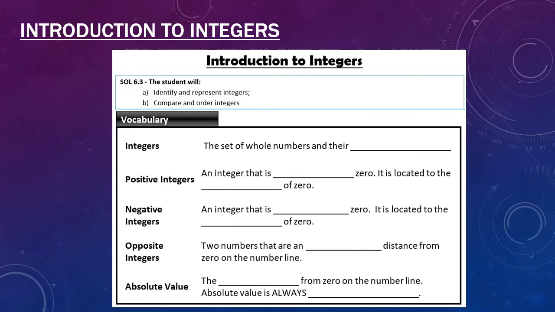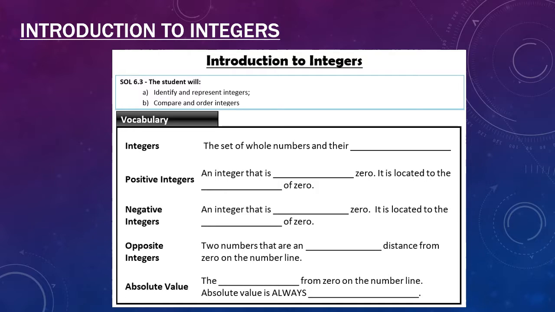So take out your yellow TOC, and while I explain what we're going to be doing, you go ahead and get ready. So our goal for this lesson is to be able to identify and represent integers. Our SOL also wants us to be able to compare and order integers, but we're not going to be there just yet. So hopefully you have your pen, pencil, and highlighter. We're going to go ahead and dive into this vocabulary.